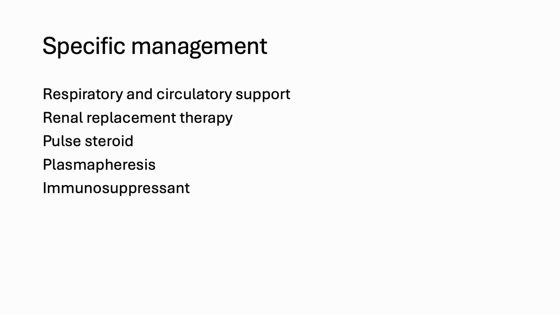The specific management of this ANCA-negative renal pulmonary syndrome is to give respiratory and circulatory support and timely renal replacement therapy. We need to give pulse steroid, followed by plasmapheresis and immunosuppressant.